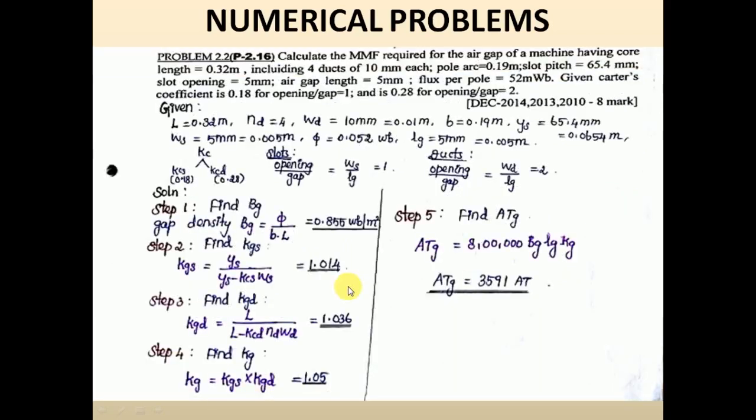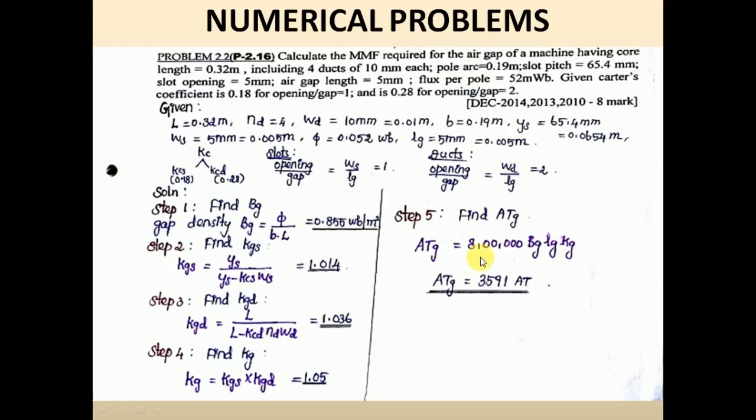In this problem, it is required to find the MMF. So while analyzing the question, you have to find out whether it's a salient pole machine or not. In this question, it's very clearly given that the pole arc length is given. From this, it's very clear that it's a salient pole machine. Even though it's nowhere mentioned that it's a salient pole machine, if the pole arc is given in the question, you must consider it as a salient pole machine by default.